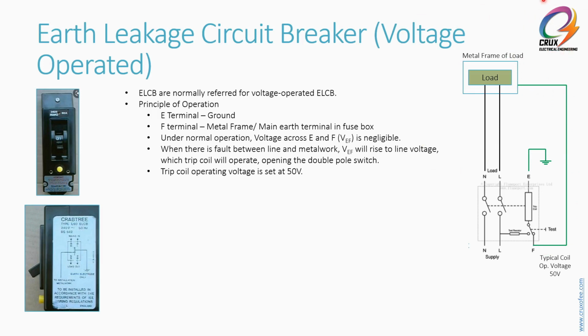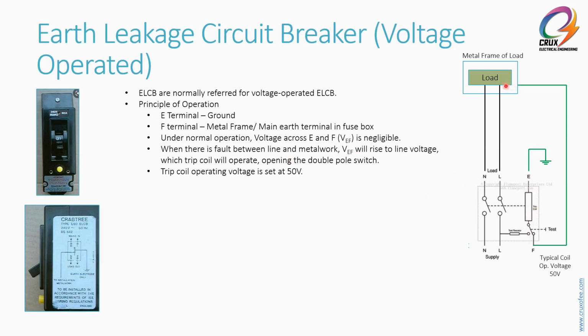You will look around if there's more than one metal. Normally at your switchboard there'll be the earth terminal. All the metal frames of your sub DBs or any other downstream metal parts will be connected to this F terminal through looping or bonding of other earth conductors. Under normal operation, the voltage across E and F is negligible, or almost zero.